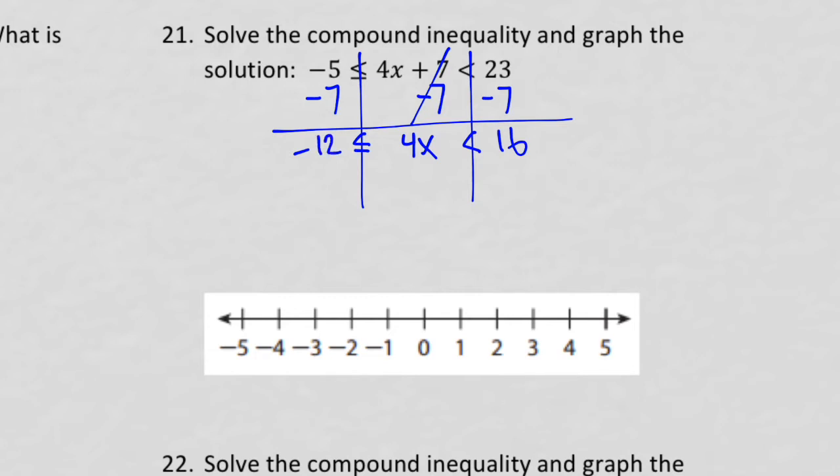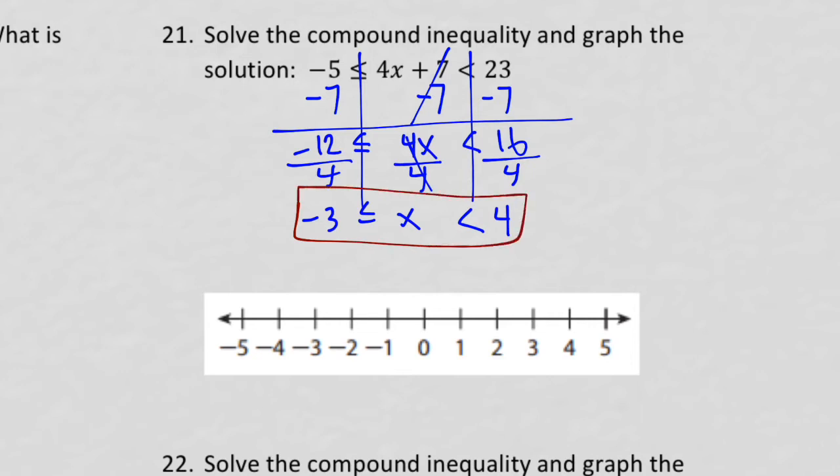Okay, second step here is to divide everything by 4, right? You want to get rid of the 4. So divide by 4, divide by 4, divide by 4. On the left side, negative 12 divided by 4 is negative 3. The middle is just x because the 4 cancels. And on the right side, 16 divided by 4 is just 4. So negative 3 is less than or equal to x is less than 4. That is your final compound inequality that you get. What does this mean? It means that x, the value of x, is somewhere between negative 3, including negative 3, and 4, not including 4 because there's no equal sign there.